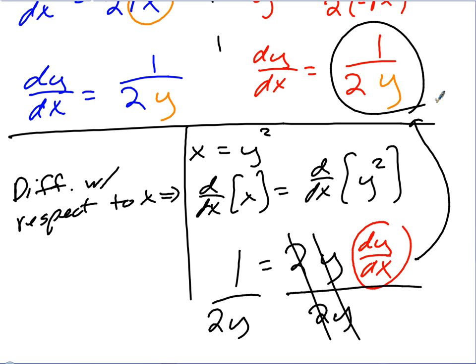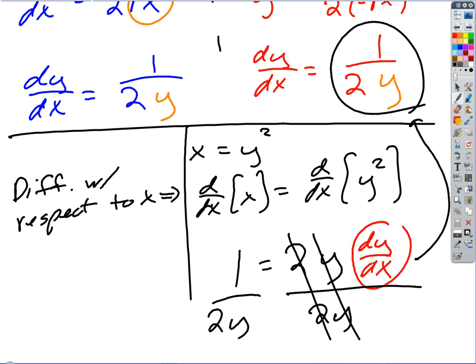How did I get the dy down here, you mean? Because of the chain rule. Okay, because of the chain rule. Now, let's do another quick example. Okay, what if I did this?